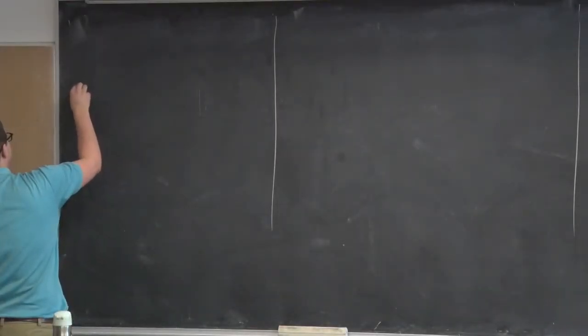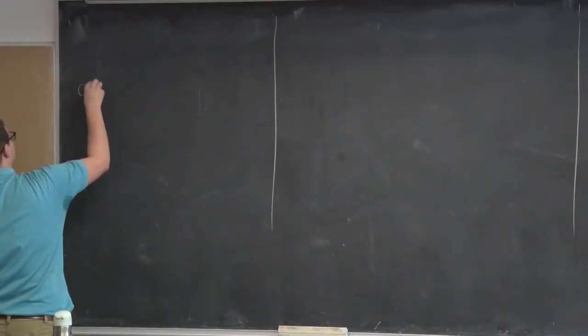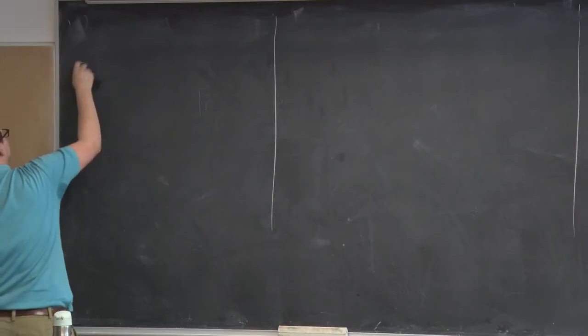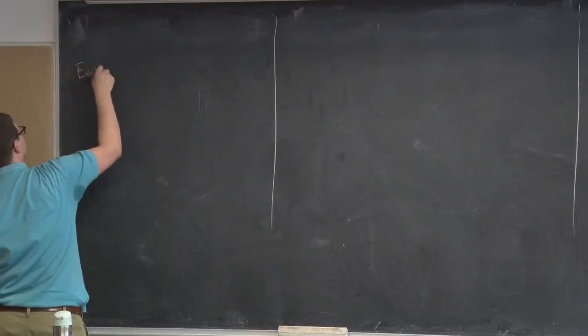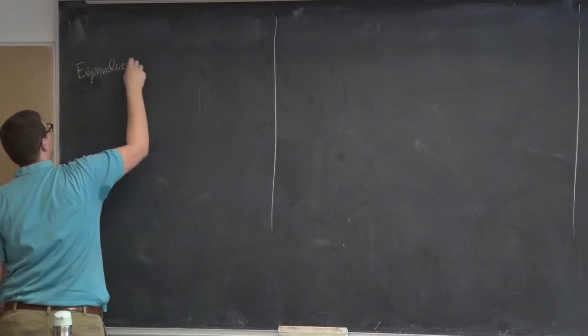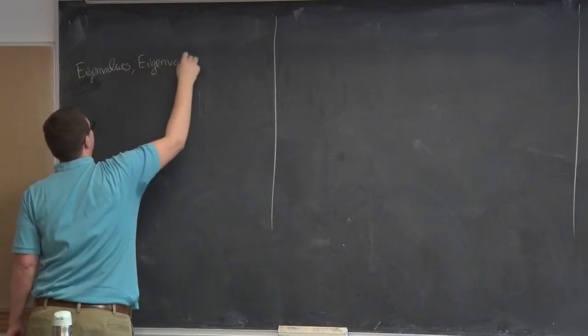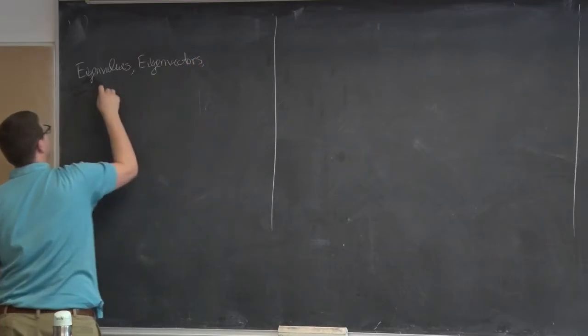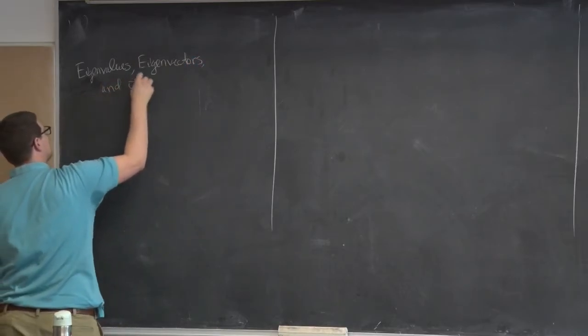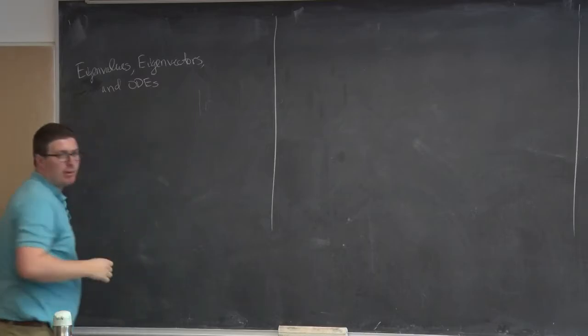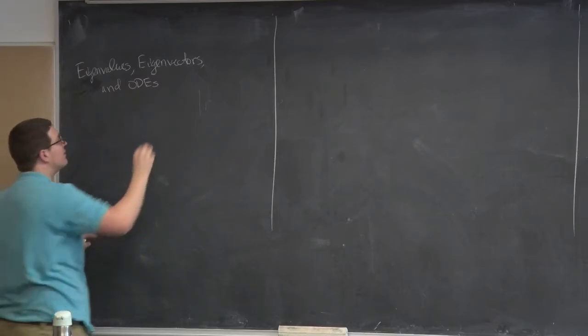So I guess we're doing ODEs. So eigenvalues, eigenvectors, ODEs. I forget what order, what part is this? 4? 5?